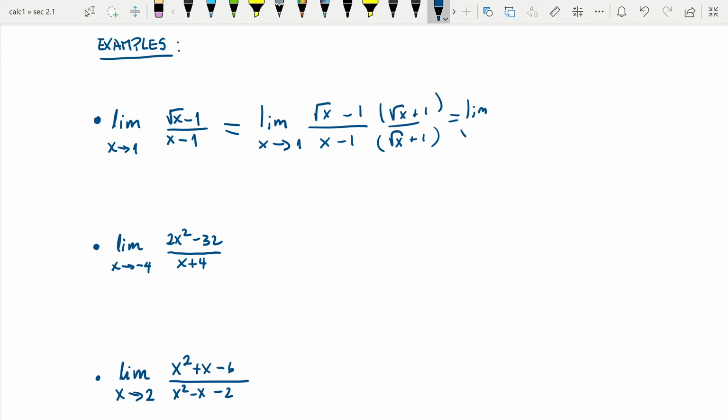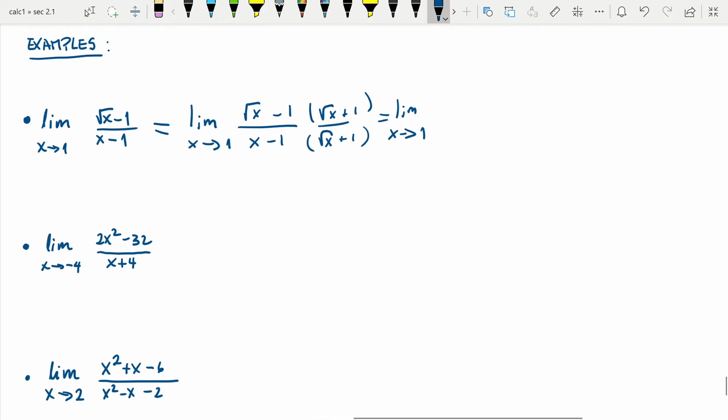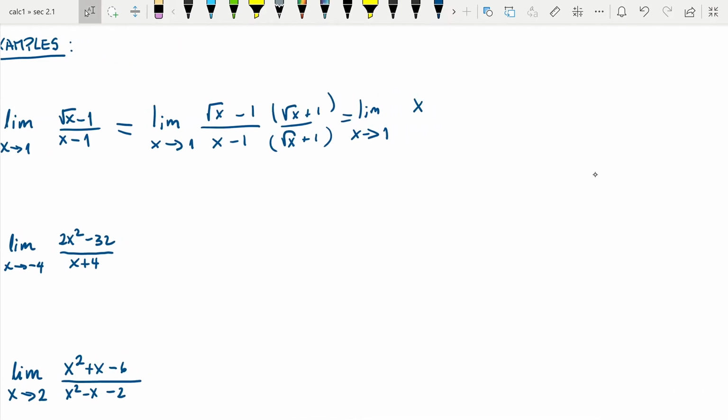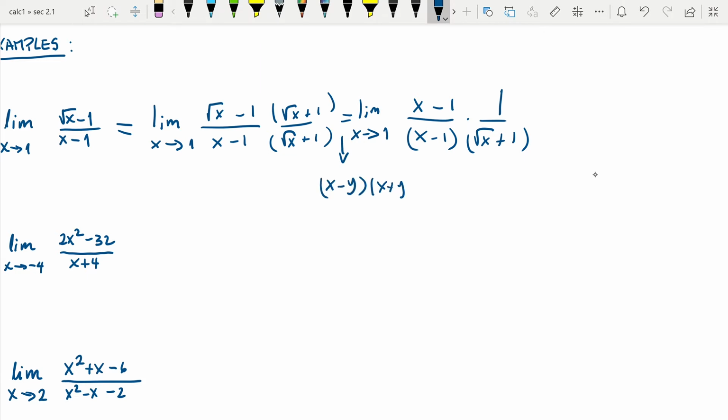So this becomes square root of x squared in the top, minus 1, divided by x minus 1, times 1 over the square root of x plus 1. Remember that we use the fact that if you multiply x minus y times x plus y, this is equal to x squared minus y squared. This is a basic identity.